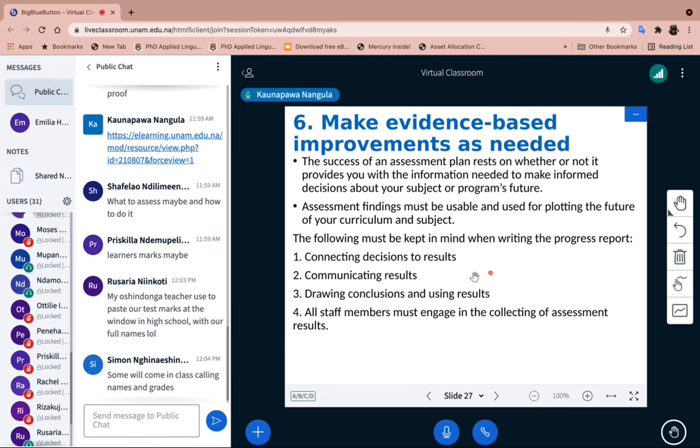And then number 4, all staff members must engage in the collecting of assessment results. So all teachers, that's your responsibility. You should be partaking in assessment, collecting information, and then using it for whatever decision the school, the department or the subject head has decided to use that result for. Okay.